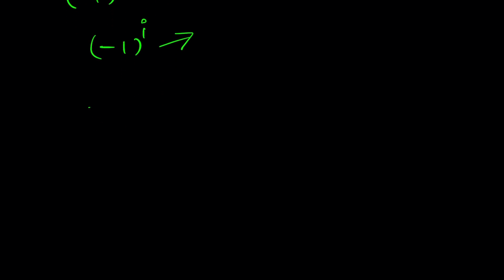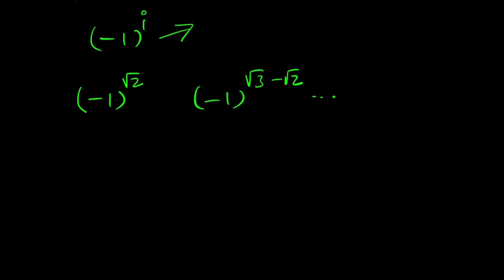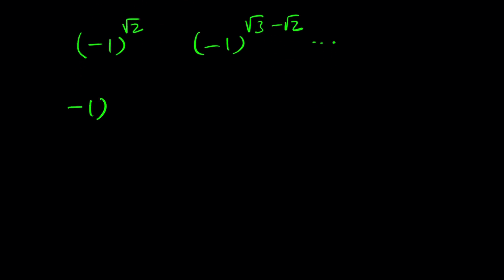We have a negative integer raised to an irrational power. Obviously, you can also do stuff like -1 to the power √2, -1 to the power √3 minus √2, and so on and so forth, right? These are also interesting problems. Let's focus on this one now. We have -1, and we're going to raise it to the power pi. To be able to do that, we're going to be using something called polar form.